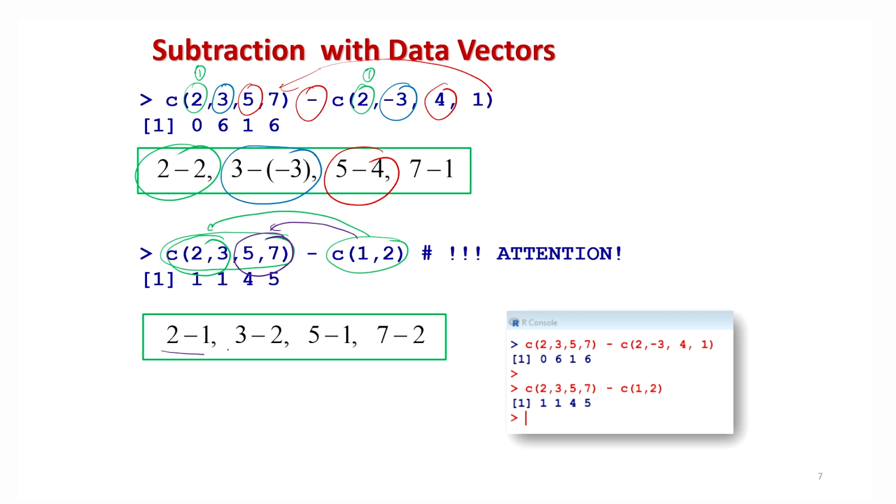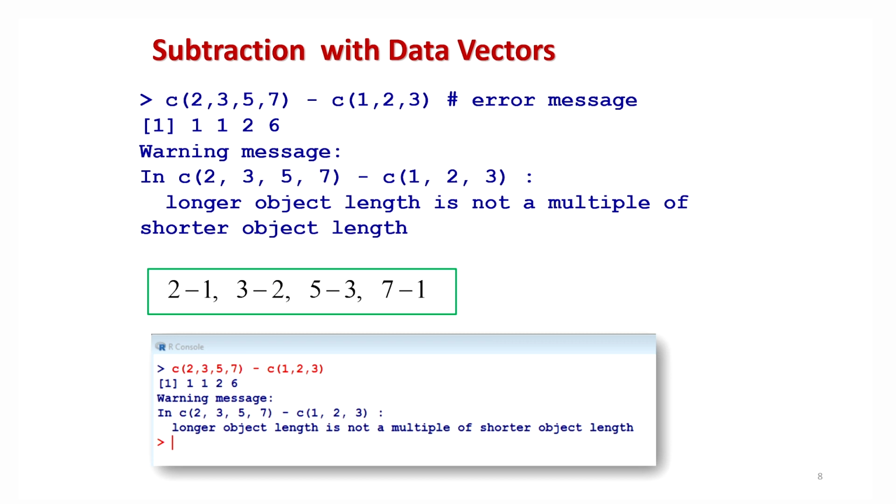So, this 2 minus 1, 3 minus 2, 5 minus 1 and 7 minus 2, that gets operated and we get here this number. Right, and you can see here, this is the outcome of the same operation.